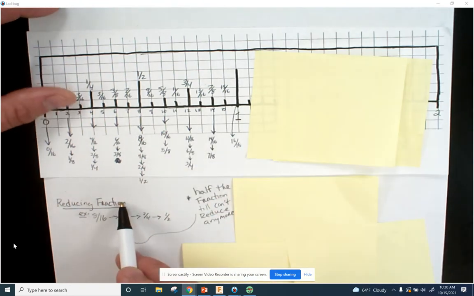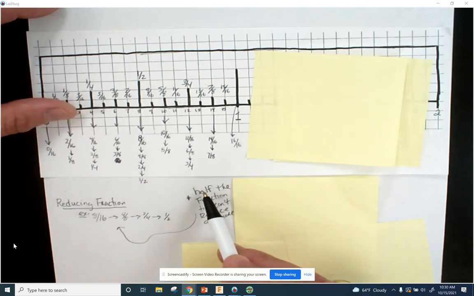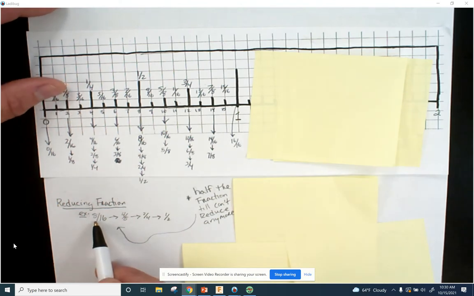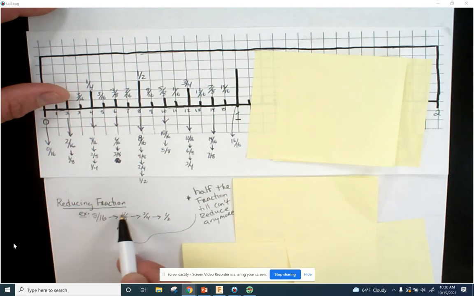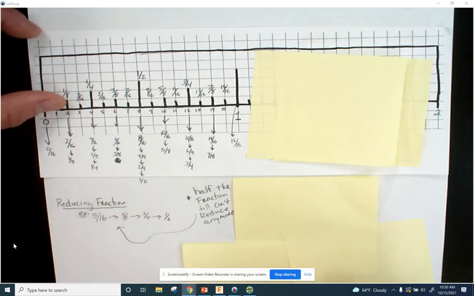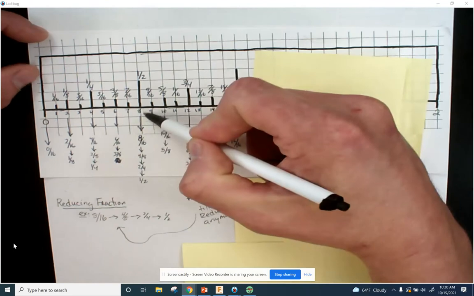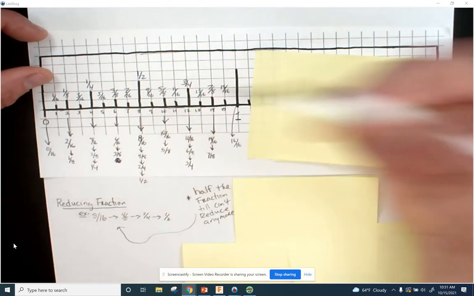To reduce, all you simply do is halve the fraction until you can't reduce anymore. So for example, 8/16: half of 16 is 8, half of 8 is 4, so 4/8. Half of 4/8: half of 8 is 4, half of 4 is 2, that's 2/4. And then if you reduce that, half of 4 is 2, half of 2 is 1, that's the most reduced it would be. And as you can see, 1/2 is how that is reported.